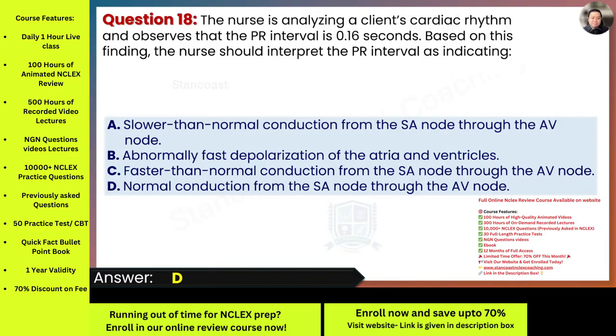Now, what about letter C? If the conduction through the AV node were faster than usual, then we'd see a shorter PR interval, which is less than 0.12 seconds, not a normal 0.16 seconds. So this is a critical clue. Faster conduction usually leads to a shortened interval, not one that is normal. So in order for you to answer this question correctly, I want you to remember the normal range of the PR interval, which is 0.12 to 0.20. Okay? So you have to focus on what is normal and use that to guide you through the question.